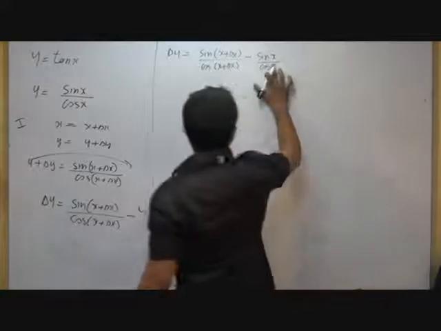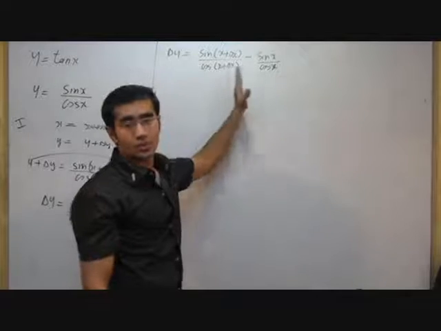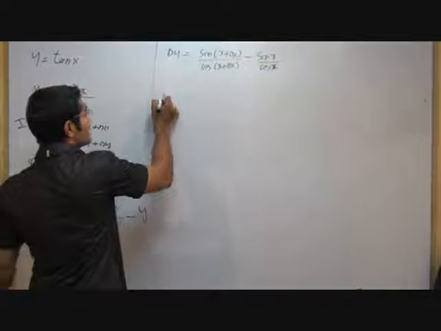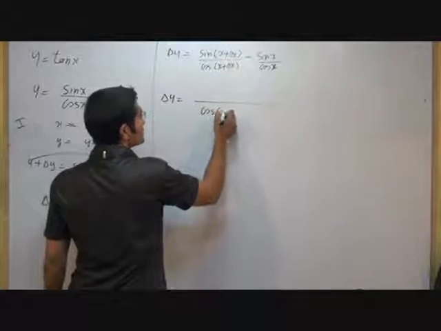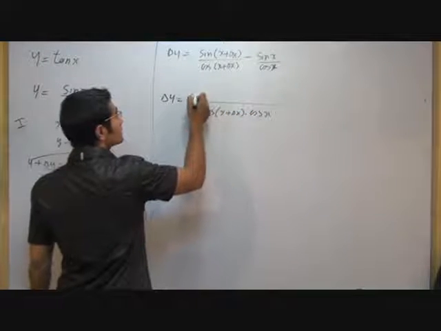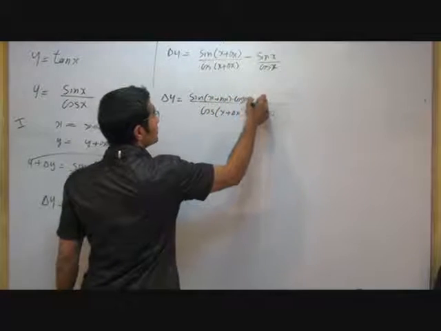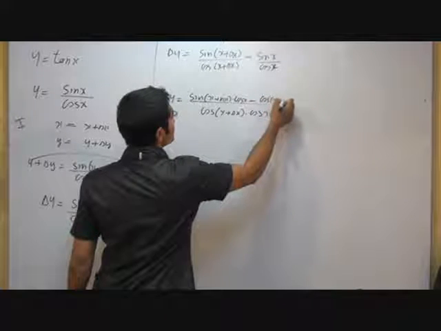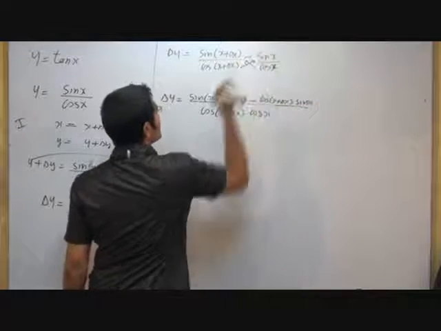Now, what's the problem telling me? There are two fractions. I told you before also, when I have two fractions, the first thing I should think is to take LCM. So let us take the LCM. The denominator goes like cos of x plus delta x into cos x, and the numerator goes like sine of x plus delta x into cos x minus cos of x plus delta x into sine x. It's simply cross multiplication, right?